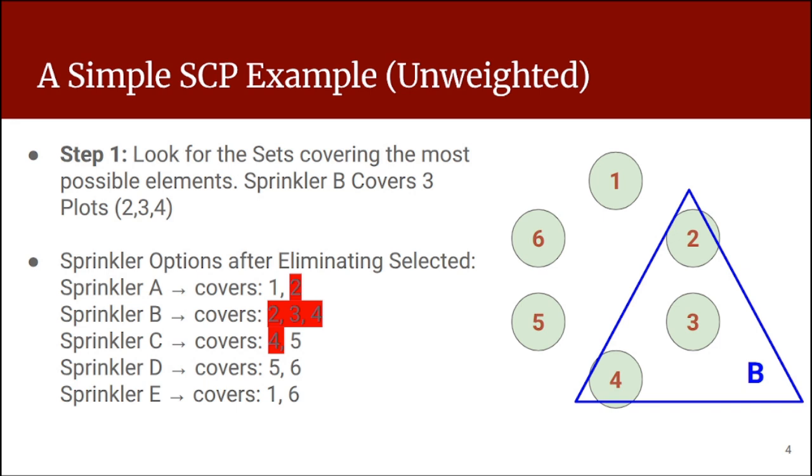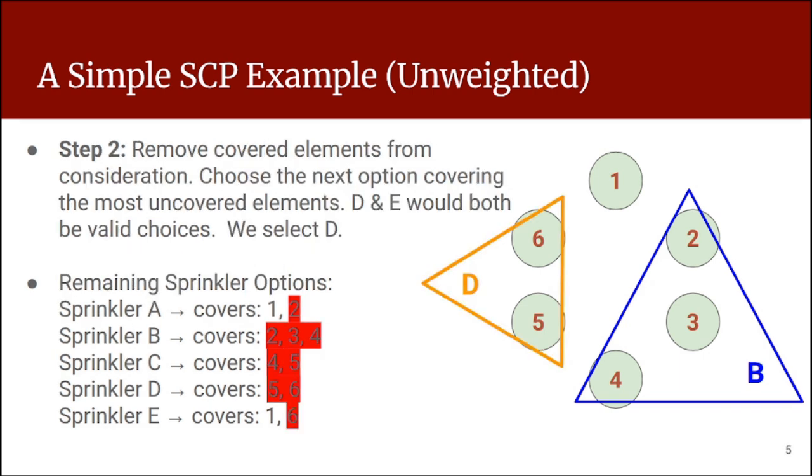Once we remove 2, 3, and 4 from our list of elements that we need to cover, we can see that there are 2 sprinkler systems now that cover 2 garden plots that we haven't covered yet. On this problem, we are agnostic as to which sets get included, so we'll just go with the first one and we'll add D along with B to our selected sets.